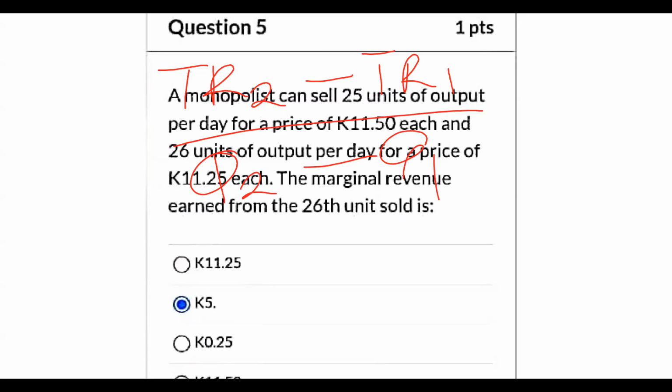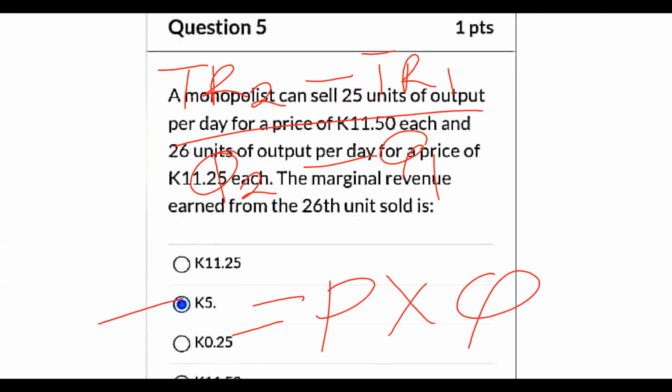How do we find total revenue? We multiply price times quantity. It gives us total revenue. So for the first unit, we have 25 units times 11.50. What do we get as the first total revenue, TR1?